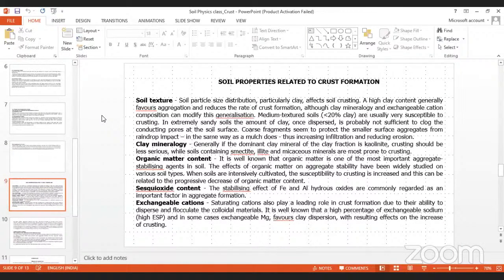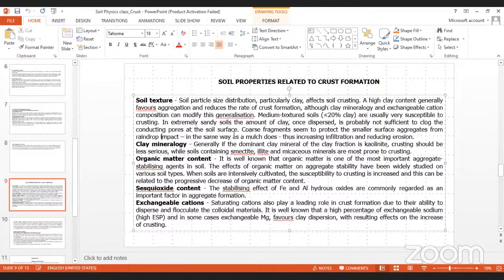Now, soil properties that are related to crust formation. First is soil texture. As I told earlier, medium textured soils are usually very susceptible to crust formation, whereas silty soil, clay soil or porous fragments seem to protect smaller surface aggregates from raindrop impact. And clay mineralogy: generally if the dominant clay mineral in the clay fraction is kaolinite, crusting is less, whereas if the clay is smectite, illite and micaceous, they are more prone to crusting.